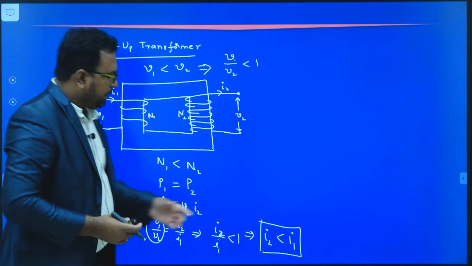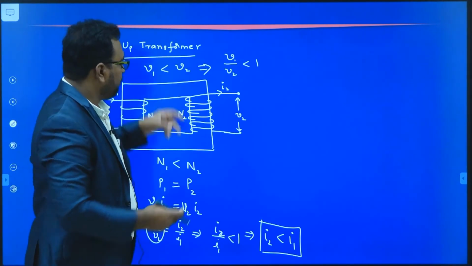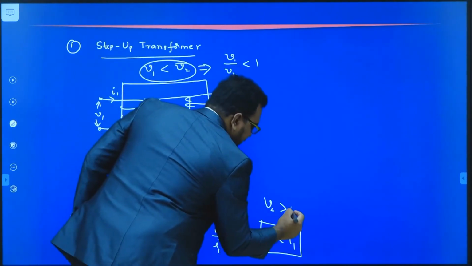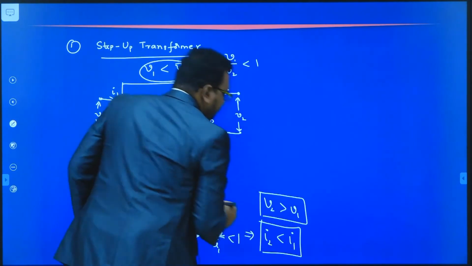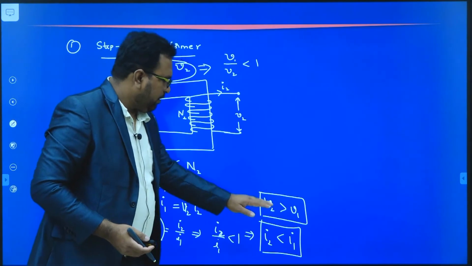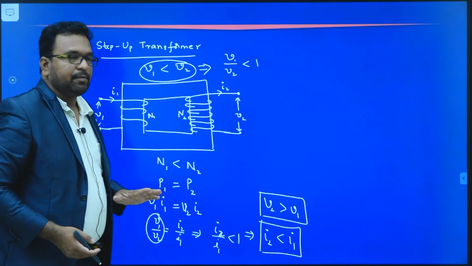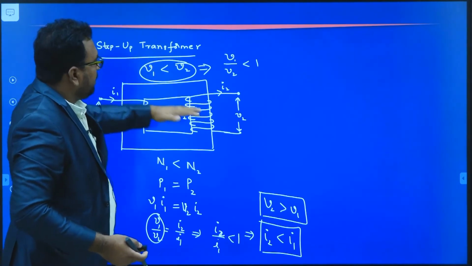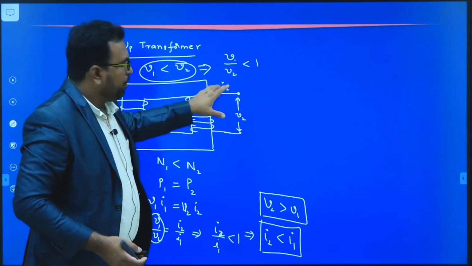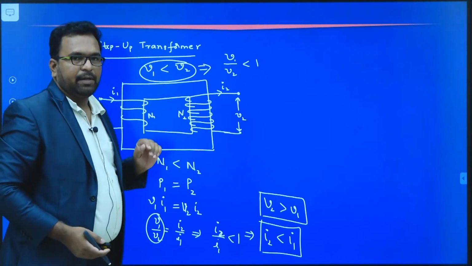So if you observe, the current in the secondary winding is less than the current in the primary winding. What about the voltage? V2 is greater than V1. So when V2 is greater than V1, I2 is less than I1. Why is this going to happen? Because the power is the same in both the primary winding and the secondary winding. So in case of a step up transformer, the voltage will increase in the secondary winding, but the current will decrease proportionally to make sure that the same power is transferred from the primary winding to the secondary winding.